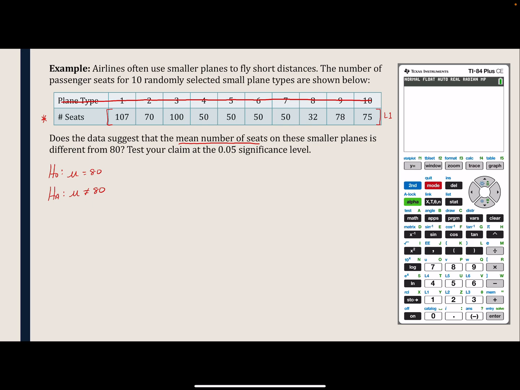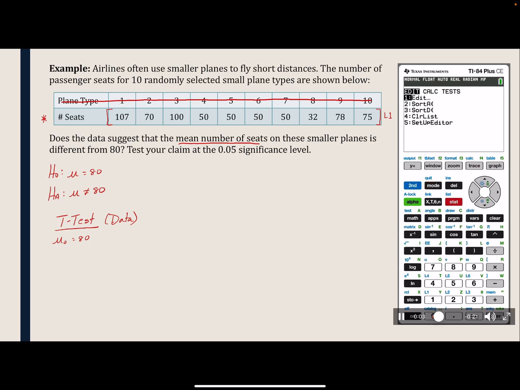And then we're going to run the t-test, where the mu sub 0 is going to be that null hypothesis value. And then we're going to use the data that we have. So we're going to use data here. So let's show that in the video.